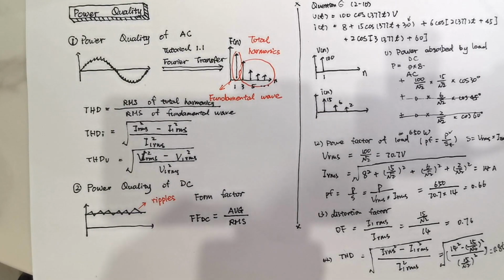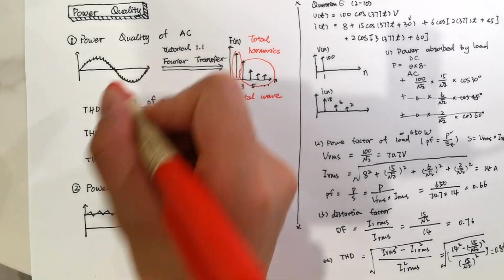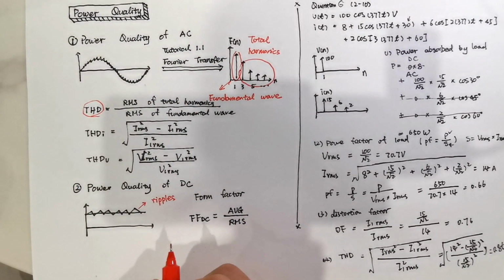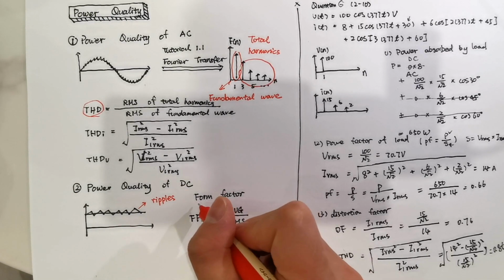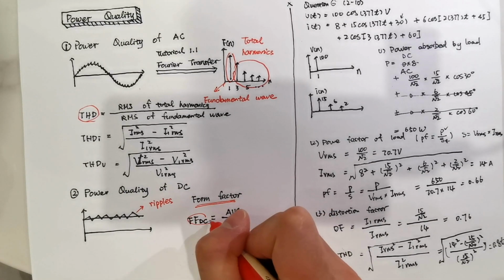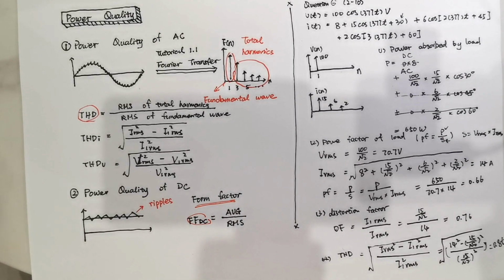This is all about this video. We talked about the power quality of AC and DC, and we use THD to measure the power quality of AC. We use form factor to measure the power quality of DC.